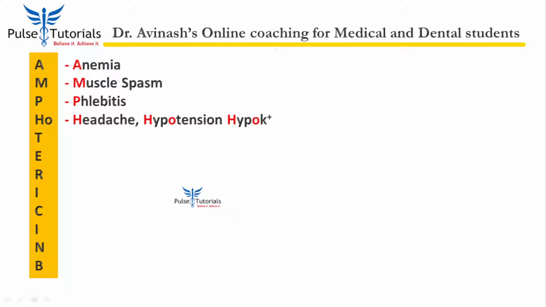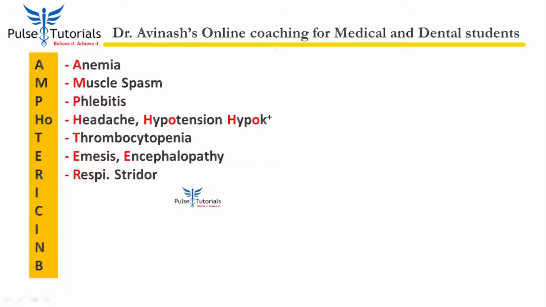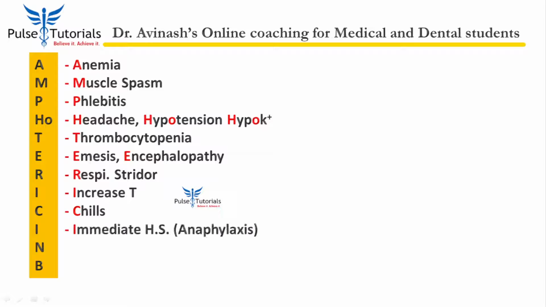HO for headache, hypotension and hypokalemia. You can remember it that way. Amphotericin: T, thrombocytopenia. E for emesis, that's vomiting, and encephalopathy. R for respiratory stridor. I for increase in temperature. C for chills, immediate hypersensitivity. N for nephrotoxicity, and B for bronchospasm.